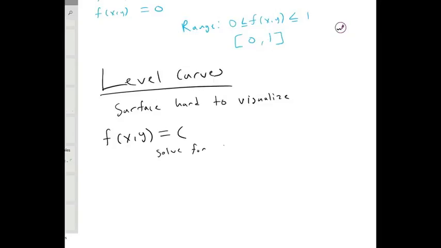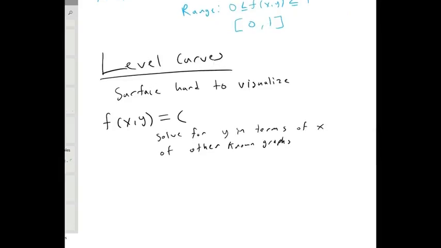for x in terms of y, or y in terms of x, or other known graphs, like a circle. We have x squared plus y squared equals some radius squared. So basically we can find what this surface looks like at different heights.